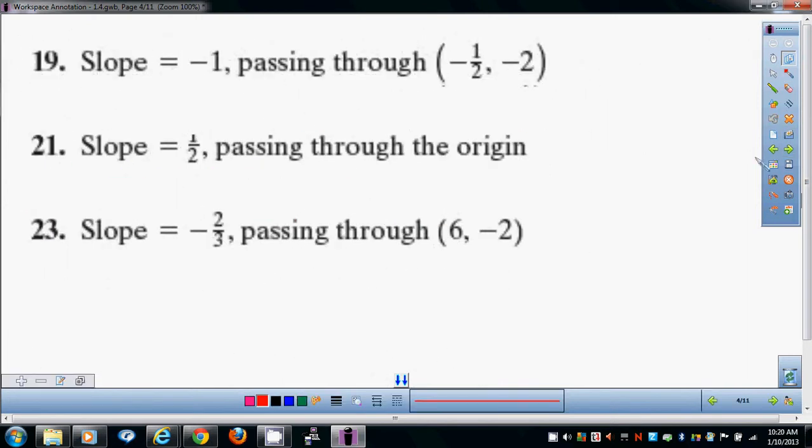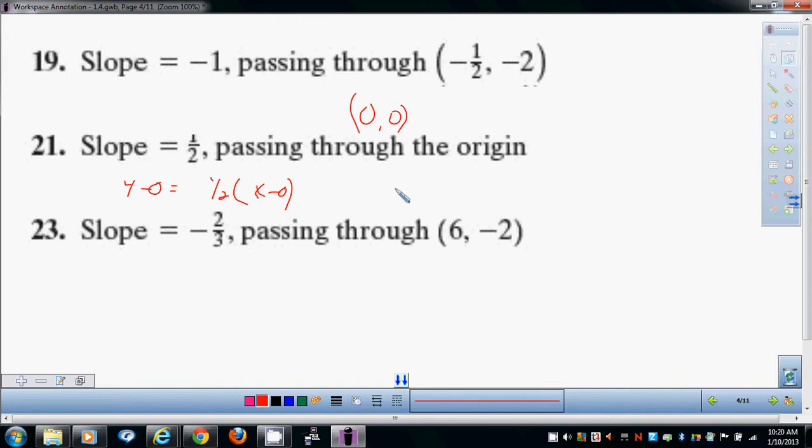Same exact thing. What do you think 21, instead, what is the coordinate that it gave us on 21? Yeah, it would just be 0, 0. So point slope would be y minus 0 equals 1/2 times x minus 0. You could just leave it like that for point slope, even though you could reduce it quite easily.